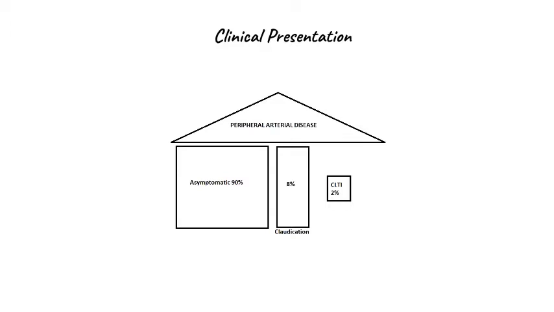So peripheral arterial disease can present in three ways. The vast majority of patients are completely asymptomatic. This is 9 out of every 10. 8% of patients, or 8 per 100, will develop intermittent claudication at some point, and 1 in 50, or 2%, will go on to develop chronic limb-threatening ischemia. All three of these presentations, asymptomatic, claudication, and chronic limb-threatening ischemia, come under the heading of peripheral arterial disease. But as we'll see later on in other videos, they need to be dealt with in different ways.